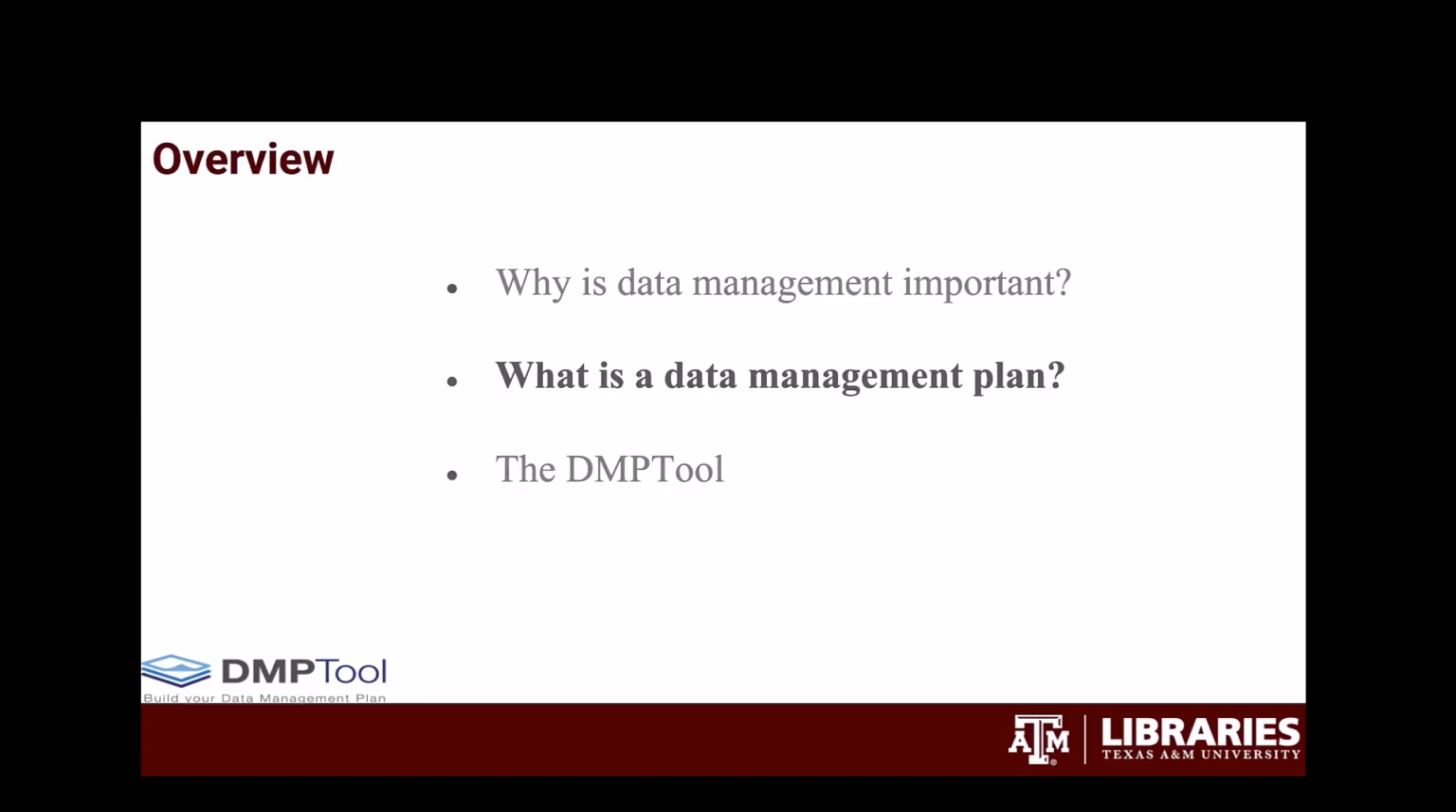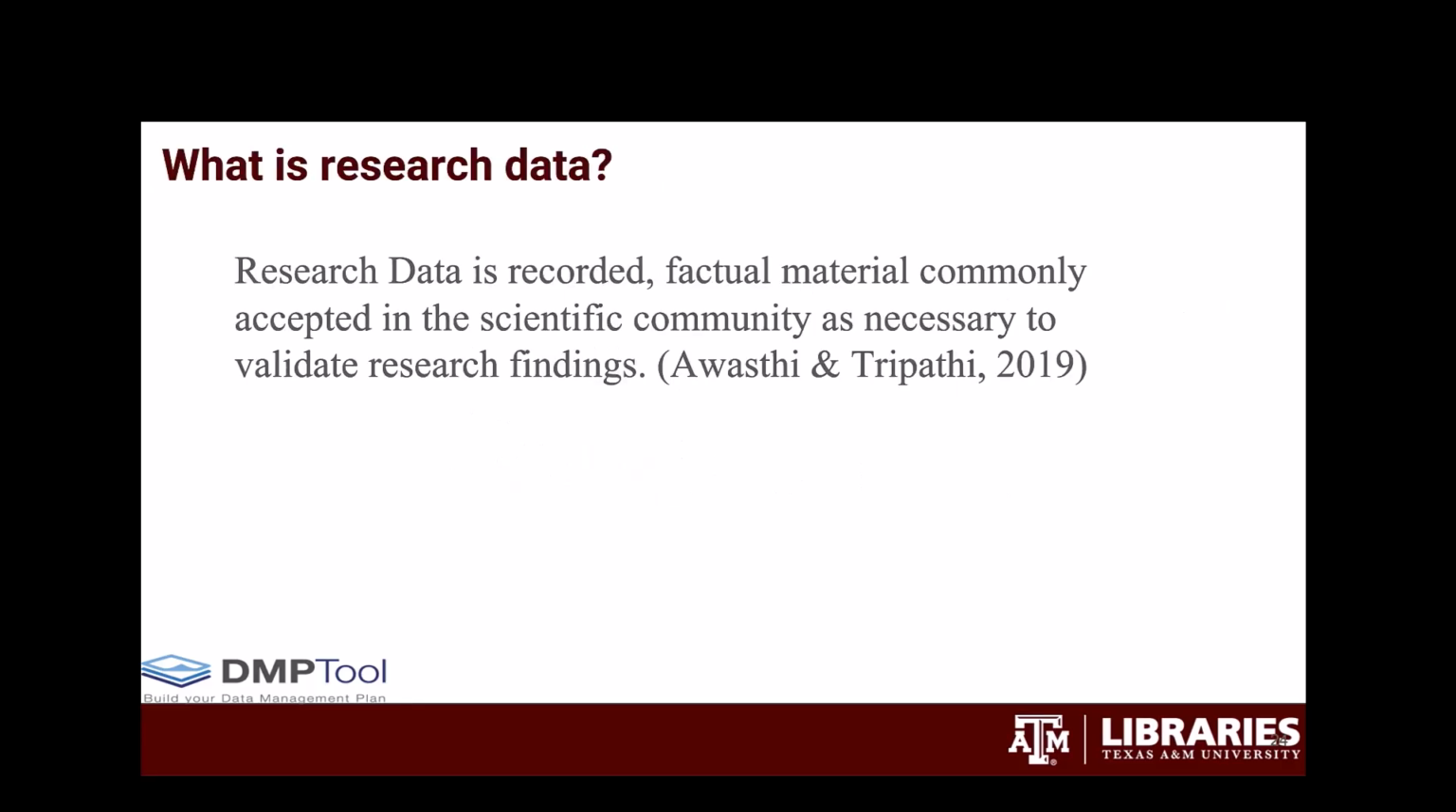So, what's a data management plan? First, we need to get on the same page about what data is. Research data is recorded, factual material commonly accepted in the scientific community as necessary to validate findings. We typically think of raw data only, such as responses to surveys, for example, but we also need to include the questionnaire that we use to get to those survey responses, if we consider what's necessary to validate findings. And we also need to include our codebook, what each of the codes in our data or analysis mean if we consider what's necessary to validate findings.